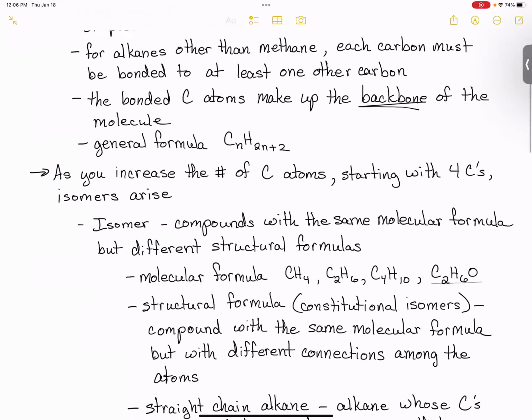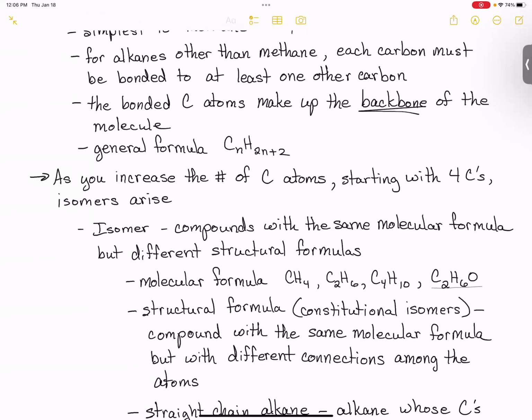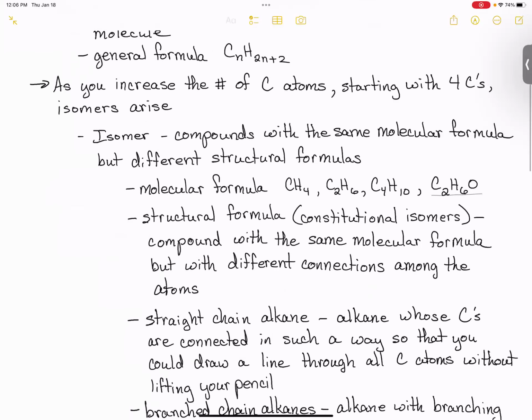Now, a structural formula or constitutional isomer is a compound that has the exact same molecular formula, but the connections between the atoms are arranged differently. Within that, you can get what's called a straight chain alkane. A straight chain alkane occurs when you can take a pencil and run that pencil through every single carbon within your molecule without ever lifting the lead from the paper.